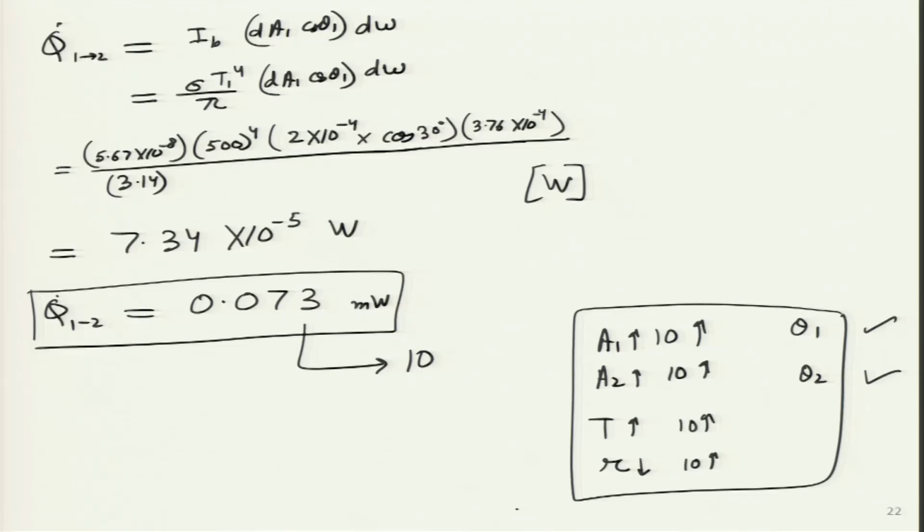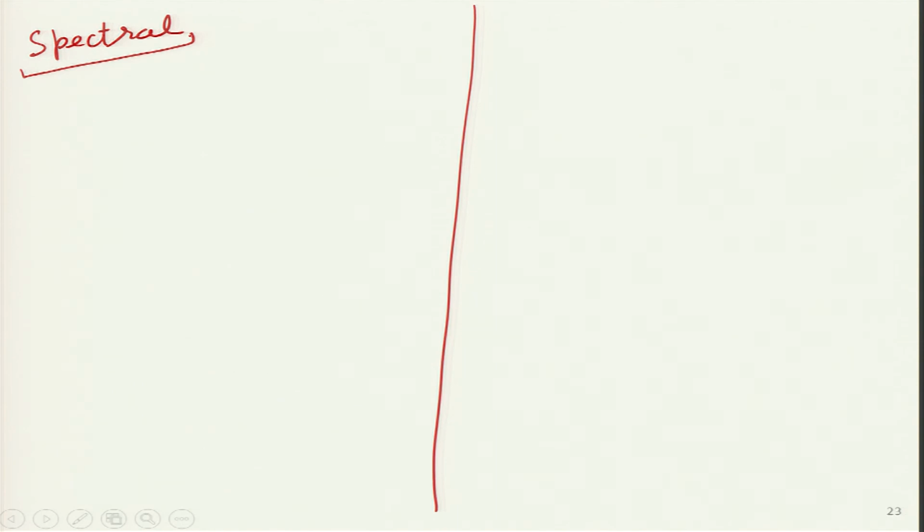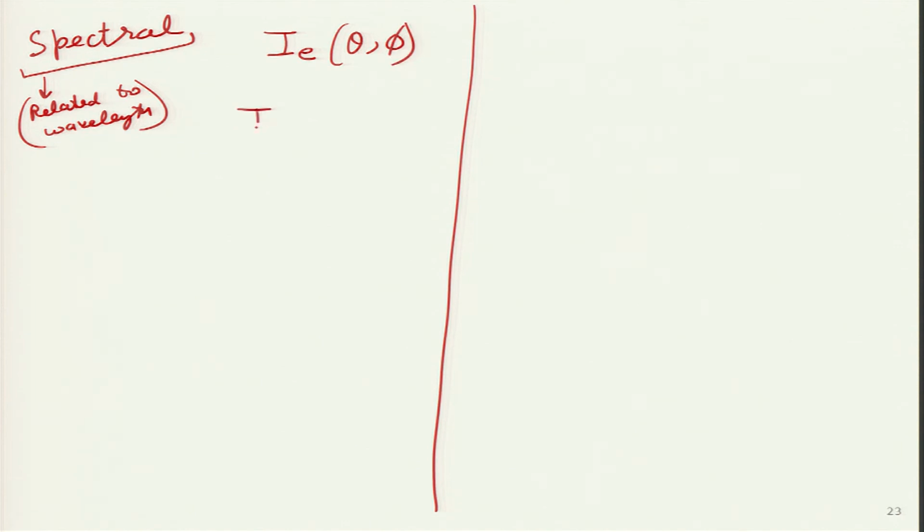If it is clear, let me go ahead and define one more very interesting parameter where I will introduce the word spectral again. Students will remember that whenever we talk about the word spectral, it means related to wavelength. Which means I was having this emitted radiation intensity I e theta phi. Can I also have some sort of a spectral radiative intensity which is wavelength dependent? So, theta, phi and lambda.